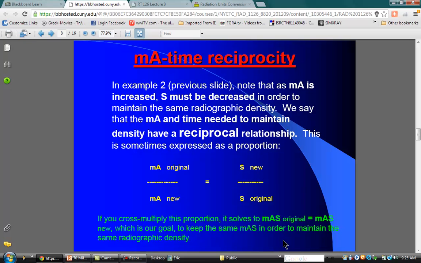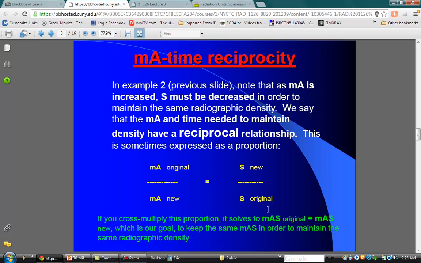Now, there is a way to figure out how to do this so that you can get the same type of darkness. So in the previous slide we noted that if the mA is increased, time must be decreased. In other words, if one goes up, the other has to go down. mA goes down, time has to increase. If time goes down, mA has to increase. In other words, it's kind of like a seesaw, and you're ultimately ending up in the same place.